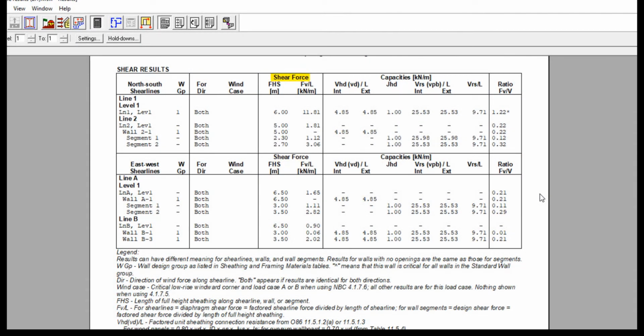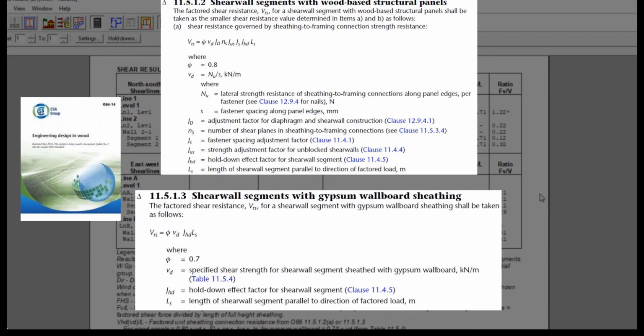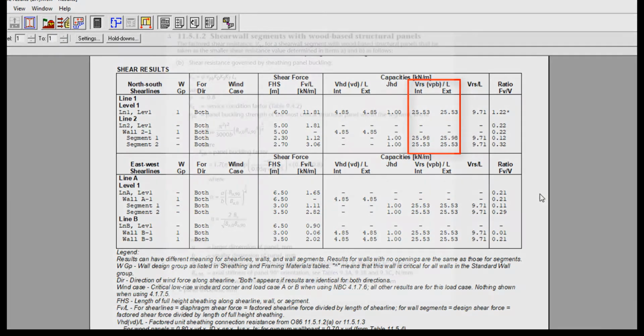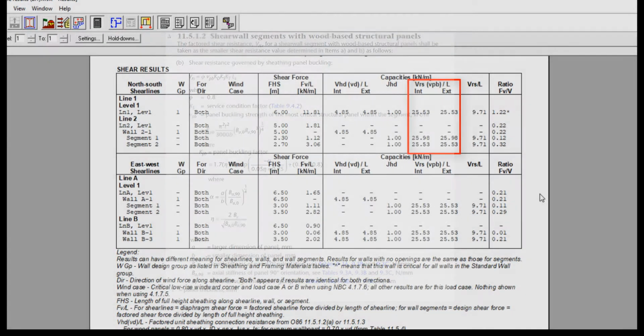The shear force results include the length of each full height sheathed segment along the shear line, and the factored shear line force divided by the length of the shear line, shear wall, and segment per unit length. The capacities section show the factored shear resistance due to the sheathing to framing connection, CSA O86 11.5.1.2a or 11.5.1.3, and the factored panel buckling resistance 11.5.1.2b for both interior and exterior materials.